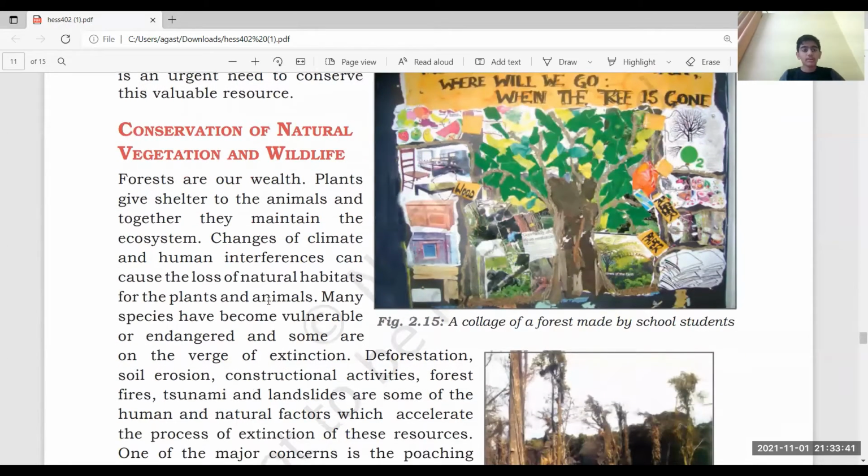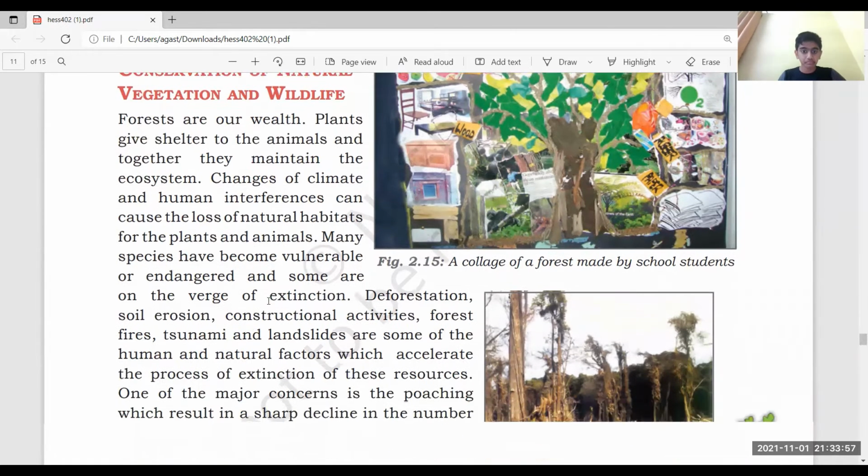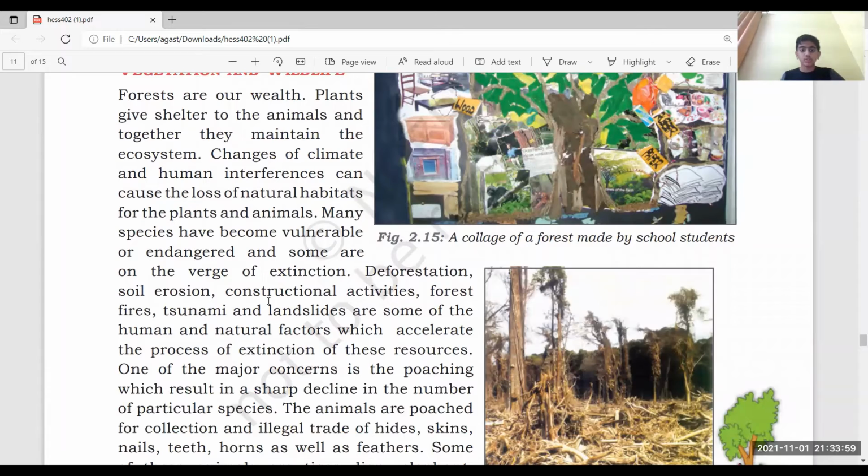And when we talk about conservation of natural vegetation and wildlife, of course, there are many steps. Nowadays poaching is happening. You can stop that poaching, okay? Because poaching can lead to a species being on the verge of extinction. There are different factors, human and natural, which increase the pace of the process of extinction of wildlife.